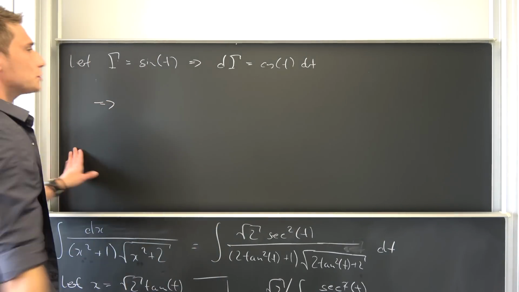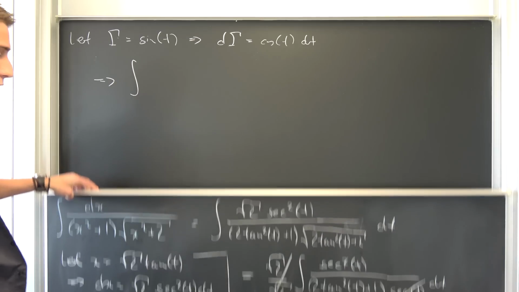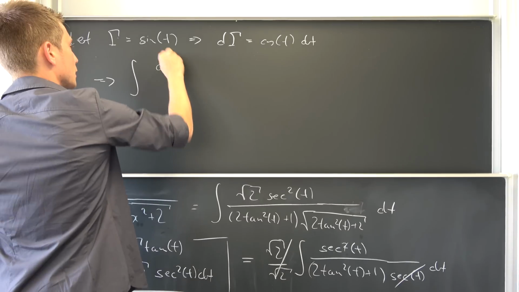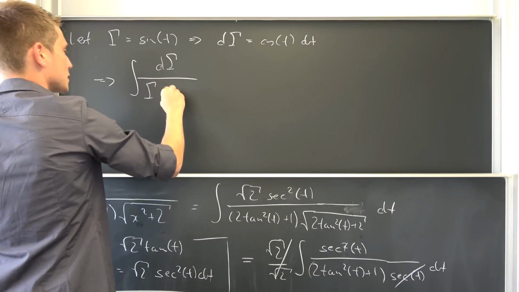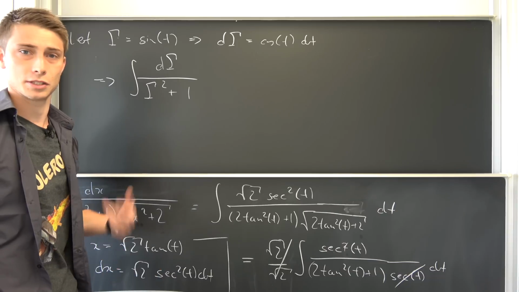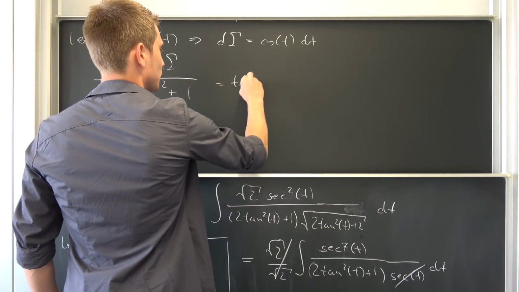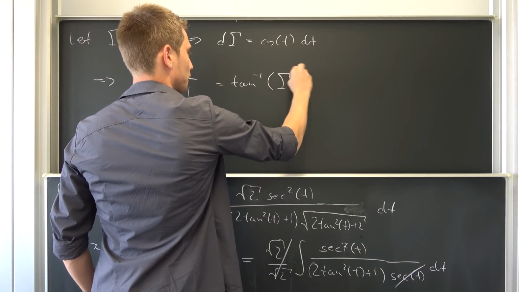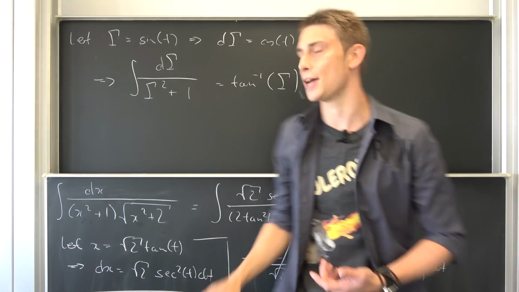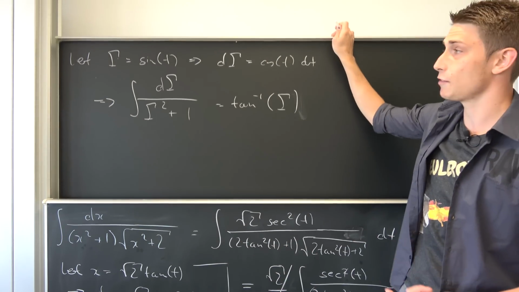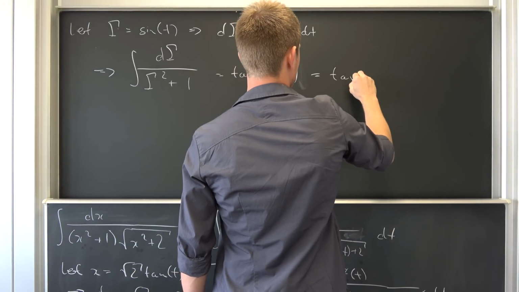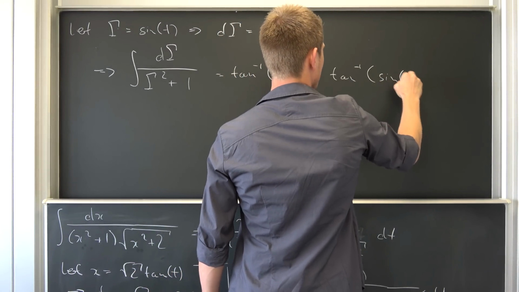And we can plug all of this stuff in to end up with an integral of, well, this is just d gamma in this case, over gamma squared plus 1. Cool. This thing right here is nothing but the inverse tangent of gamma. And gamma is nothing but the sine of t. So we end up with the inverse tangent of sine of t.